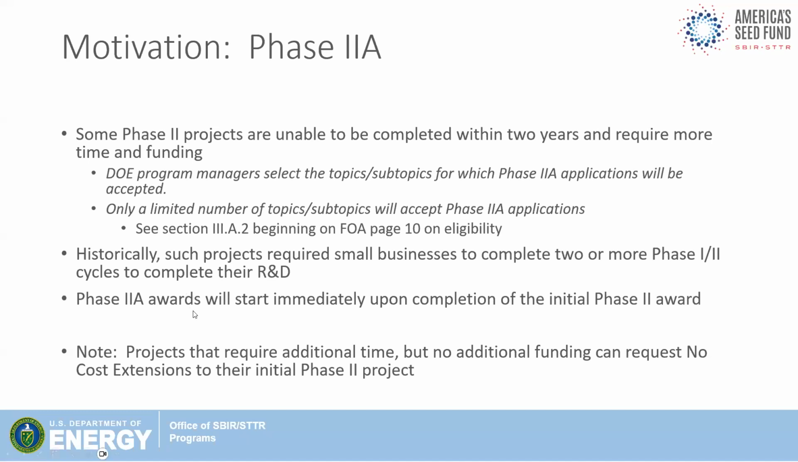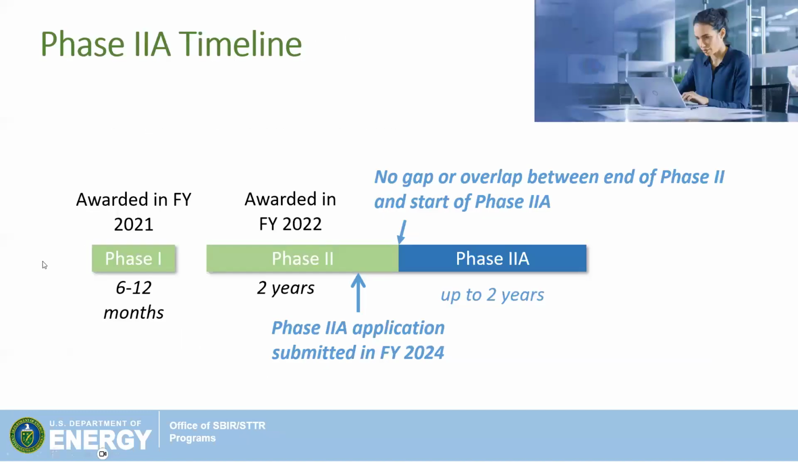Now, again, if you don't need any money and you just need more time, you can request a no-cost extension. So if you're in a case where your research was delayed for some reason, but the cost is still adequate, you're just behind schedule, that's why you have no-cost extensions for your awards. And as I mentioned before, this would be something you're applying to right now so that there's no gap. You will just finish your phase 2 award and then start your phase 2A award. So the intent here is not to have any gaps and allow you to continue that work.